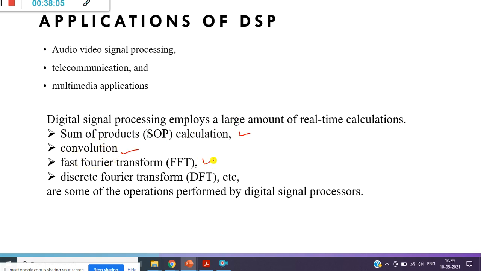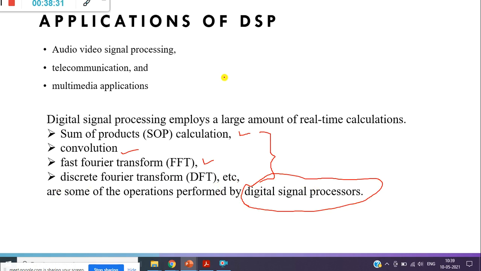And the fast Fourier transform, you already see how complex the equation is, and it is the discrete Fourier transform. We also have the discrete cosine transform (DCT) and short-time wavelet transforms. All these are real-time calculations and more of mathematical calculations. So these kinds of operations can be performed only by a DSP, not by any other processors.